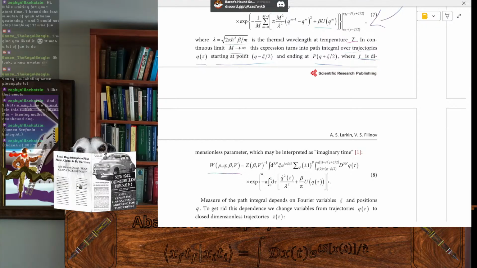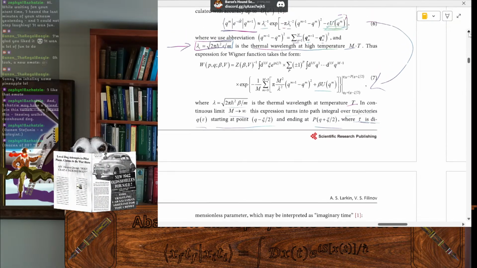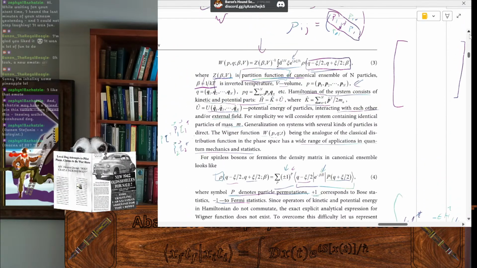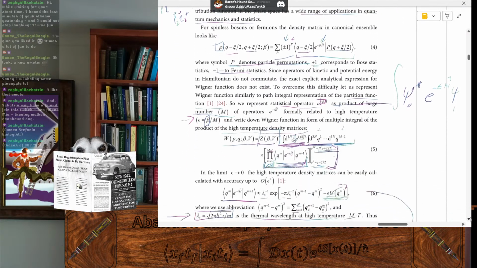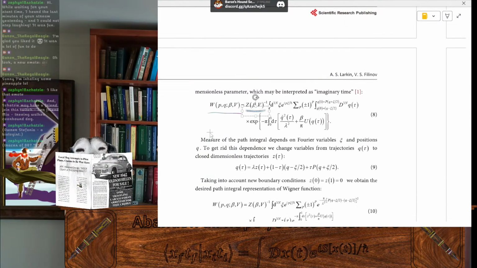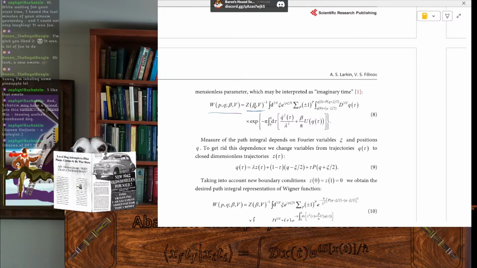So let's see, W of p, q, beta, V now is we have our, what's it called? Our distribution function. No. Why am I forgetting the name of that? Not distribution function. Partition function. There we go. So we have our partition function again, which is telling you the set of states that are available for specific temperature and volume.